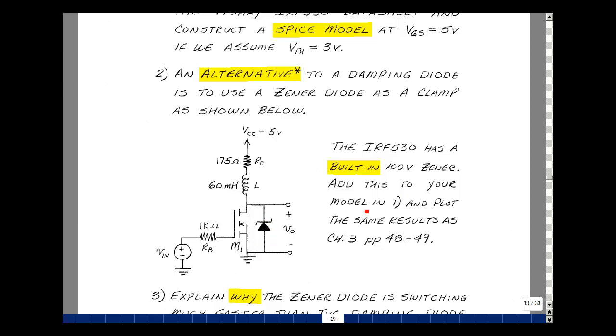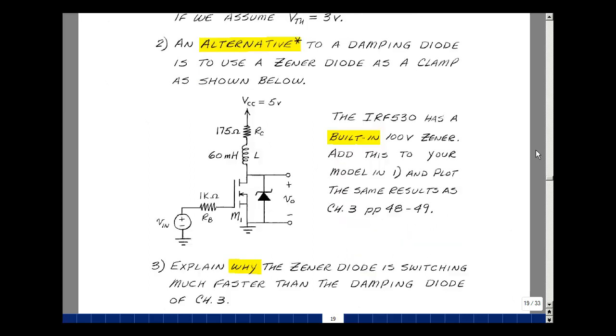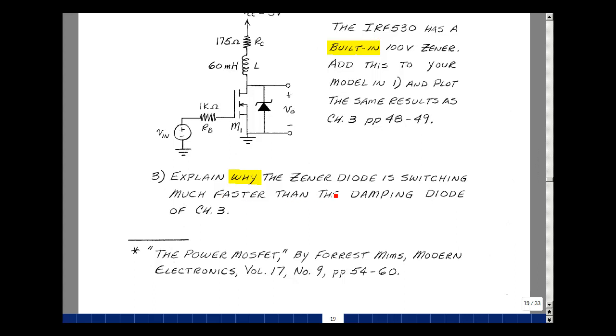Well, let's add this to our SPICE model that we did in number 1, and let's plot the same results we did in Chapter 3 on pages 48 to 49. Then, can you explain why the Zener diode circuit's switching much faster than the damping diode circuit of Chapter 3?